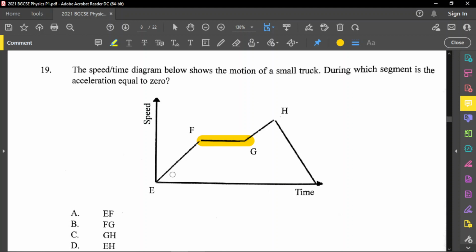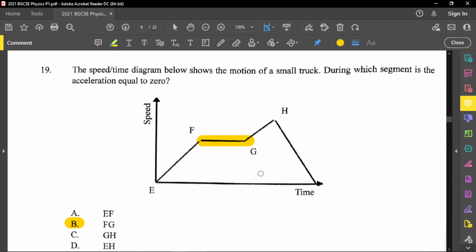For the first line right here from E to F, it is accelerating. From G to H is accelerating. From H all the way back down here, it is actually decelerating, which is a negative acceleration. So it's still accelerating, but in a negative value. All right, so the answer there must be FG. So therefore, B is our correct answer for number 19. All right, let's go to question number 20.